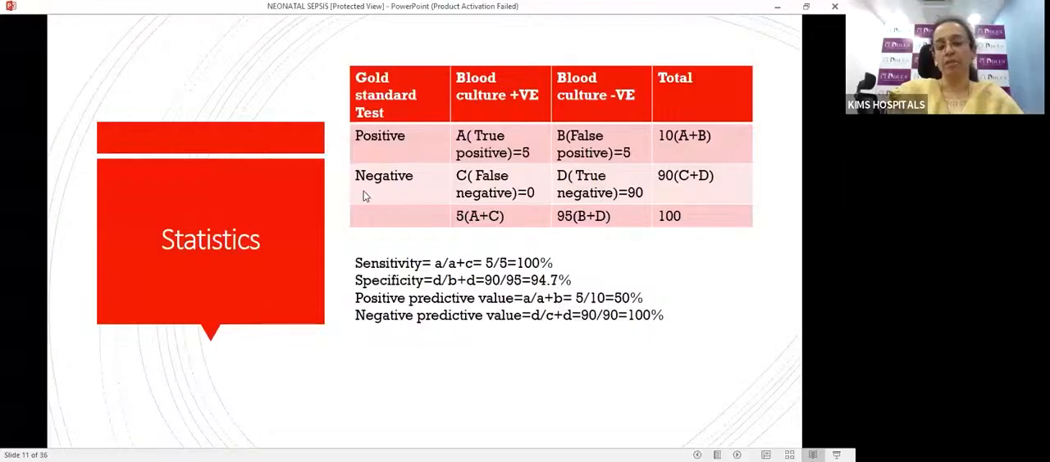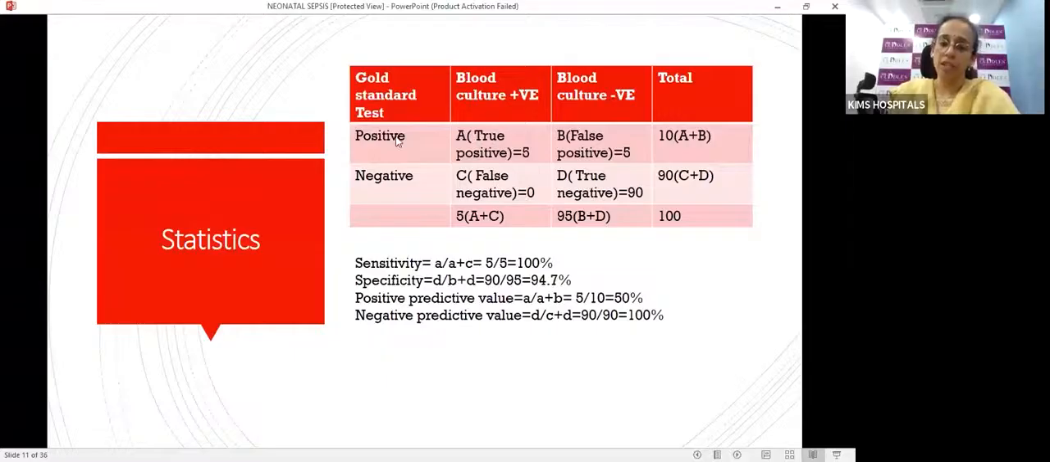False negative is when the test is negative, but the blood culture is positive. And the true negative is when the test is negative and the blood culture is also negative. So the negative predictive value, if we take D by C plus D, will come to around 100%. That means the negative predictive value of the parameter which we are testing is 100%.